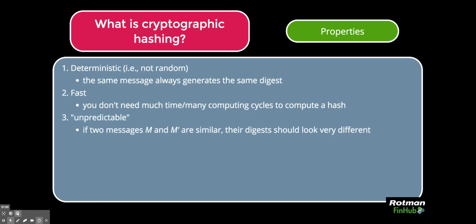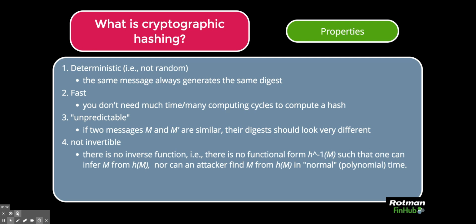It should also be unpredictable. So if you have two messages, M and M prime, that are similar, then the hashes of these two messages should look very different. And it should not be invertible. That is, you cannot find so-called inverse functions, so that there's a functional form such that when you get the hash, you can invert from the hash what the message was. That's important because when you get a hash, you don't want to have the possibility where an attacker can find another message in normal time.